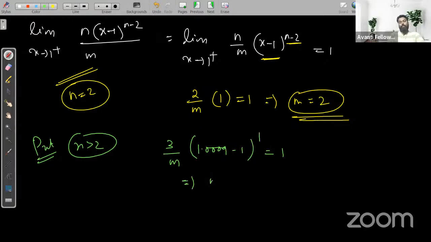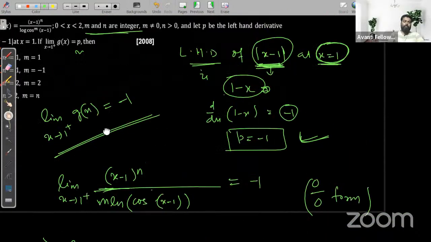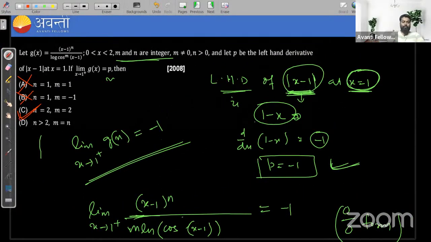So you are getting something like 0.0009 to the power 1, which will be giving you 0 point something. So it will be giving you another number. So for n greater than 2, we are not getting m is equal to 2. So option D is also wrong. Option D is also wrong. So only option C is correct. Clear everyone? Only option C is correct.